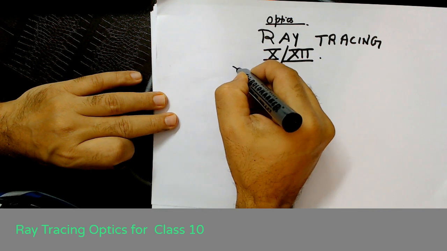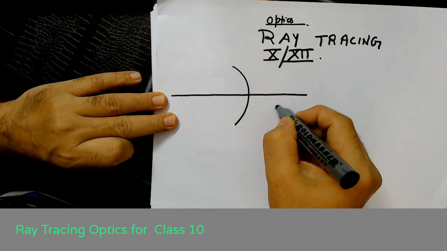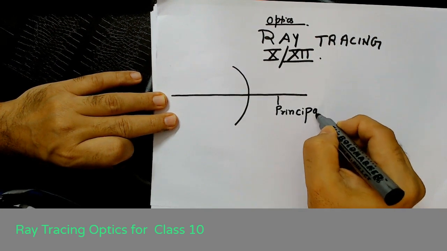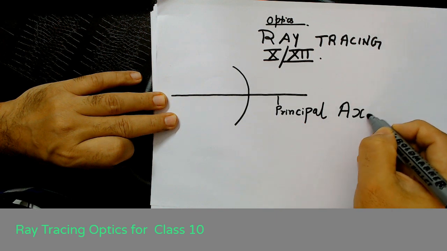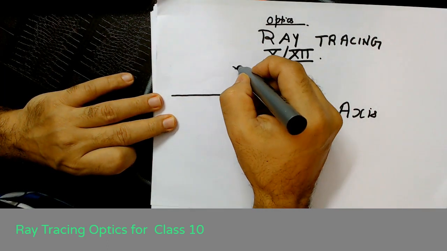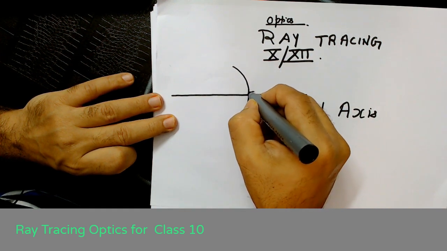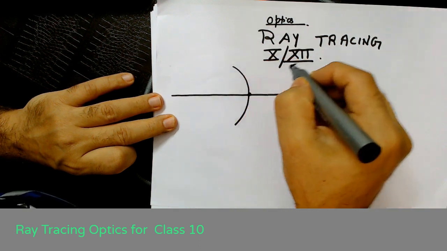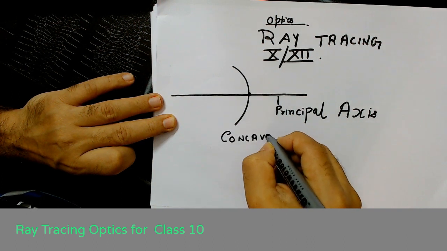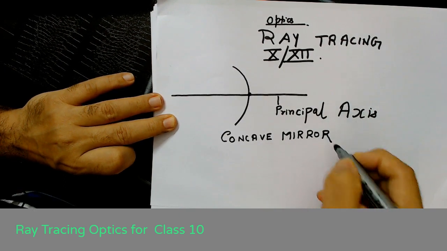So if you have a concave mirror, let's draw the optical axis, also called the principal axis. That's your principal axis. Now, that's your reflecting side. On the left-hand side you have the reflecting side, and the right-hand side is the non-reflecting side. Let's mark the point. This point is the center of the mirror. This is a case of a concave mirror. That is what we are studying as an example for ray tracing.